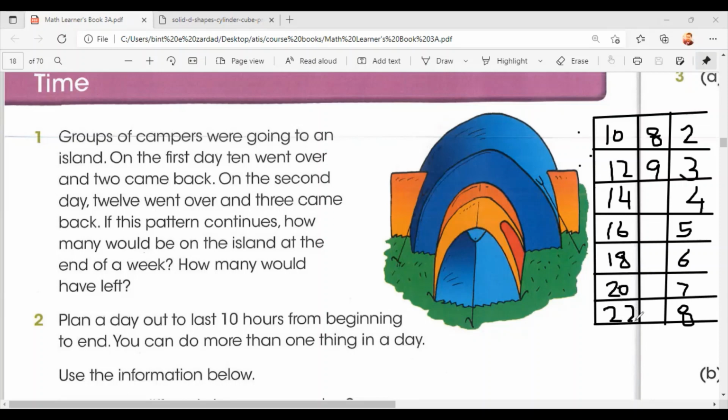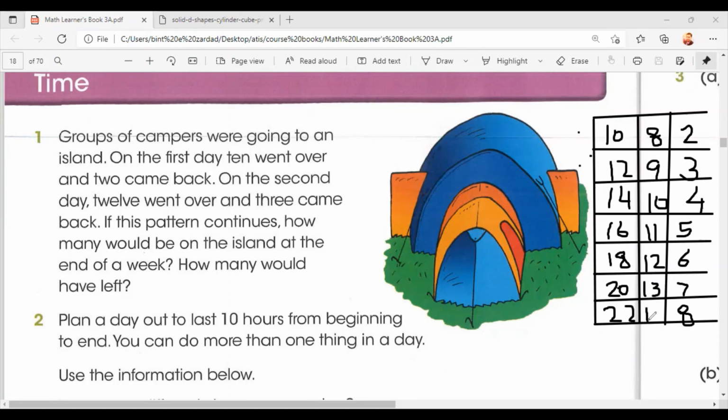So 22. Okay, 14 went to the island, 4 come back. So it means there are 10 like this. 16 and 5 came back, 11, then 12, then 13, because we continue the pattern. It's 8, 9, 10. It means there is a difference of one number. Okay, so we need to minus from 27.